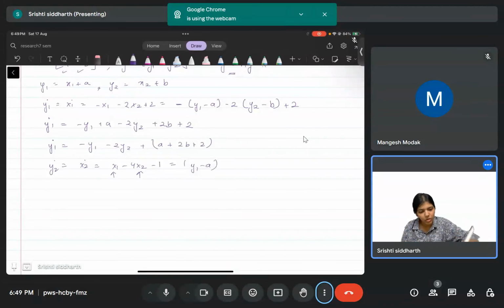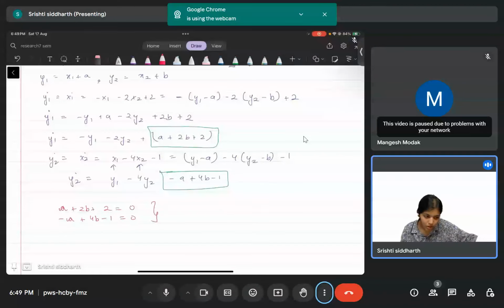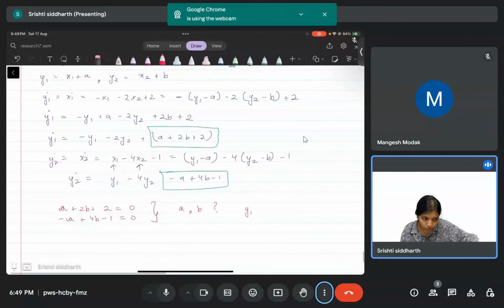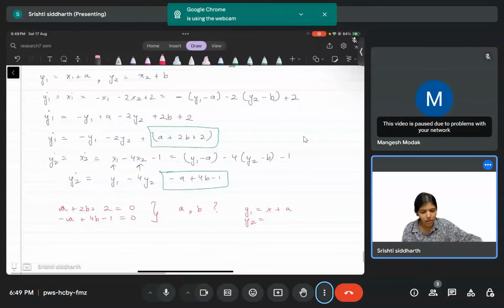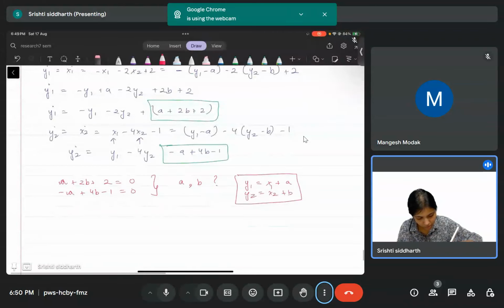To get the homogeneous form in terms of the states y, there are two conditions, right? One of them is a plus 2b plus 2 should be 0, and minus a plus 4b minus 1 should be 0. So you can compute what a and b should be. From this, you can compute what y1 and y2 are going to be. So this is the change of variables, or the change of states, that we wish to have, so that we have the system y dot equals A y.